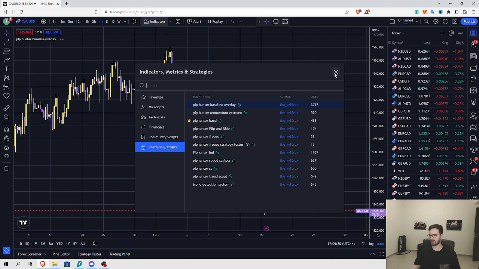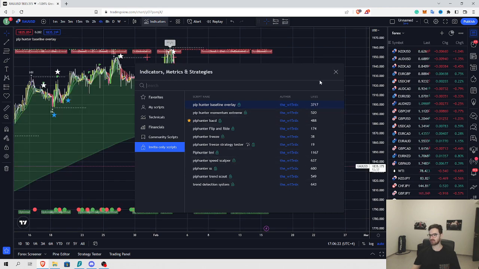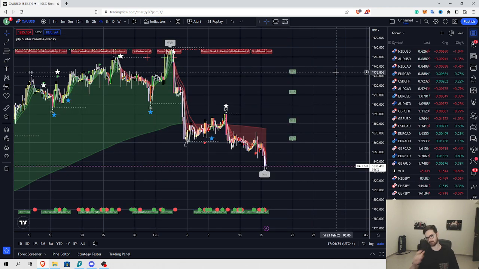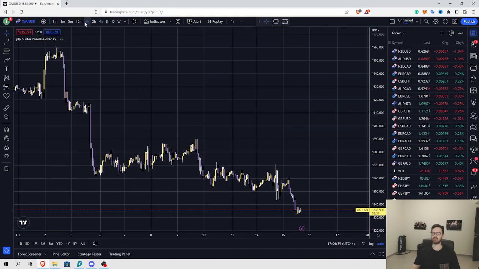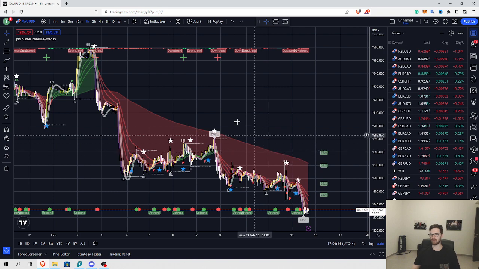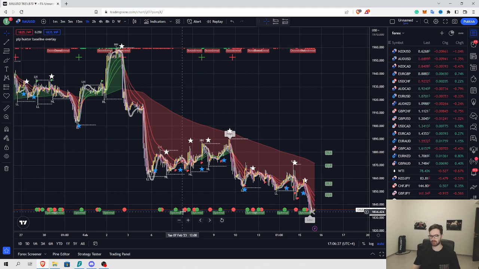PipHunter Baseline Overlay, according to TradingView, has the most likes of any of the PipHunter indicators. And there is a lot to look at. We're currently just going to go through each item and we'll break it down piece by piece. You'll start with the little dots on the bottom.